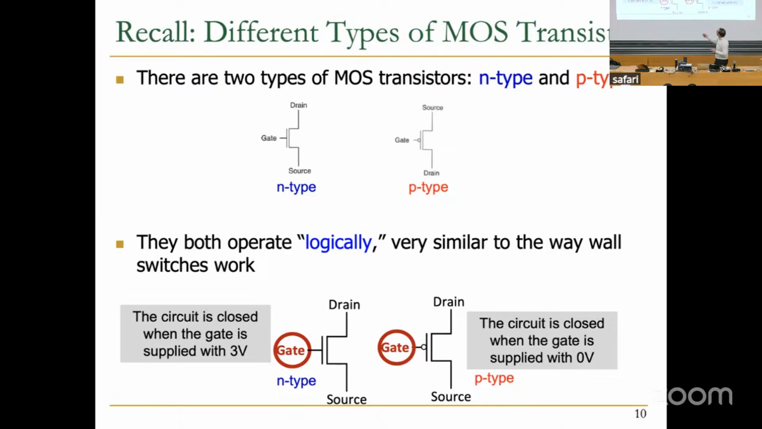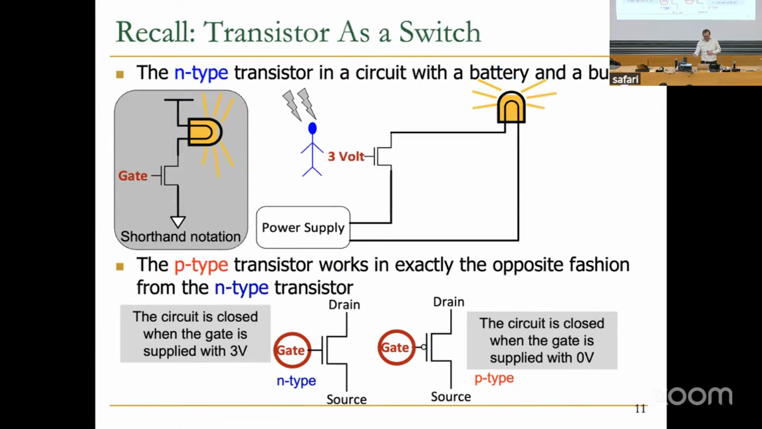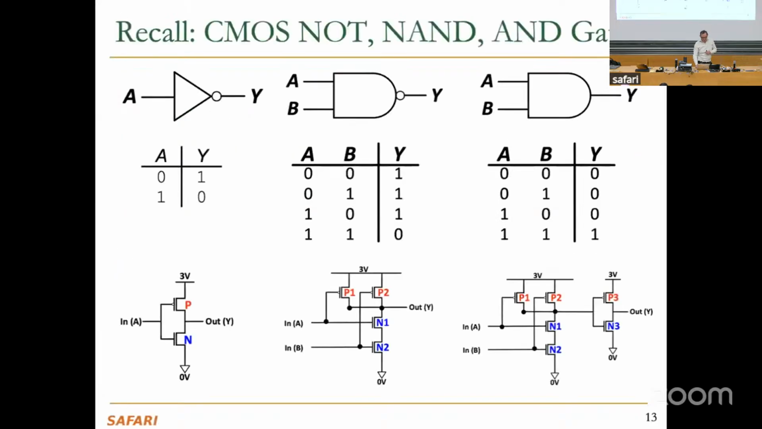We talked about different types of transistors, N-type and P-type. We said that N-type is turned on when you apply high voltage to the gate, meaning it acts as a piece of wire. It's turned off if you apply low voltage, 0 volts, to the gate. It acts as an open circuit. The wire is broken, basically. This is a very nice abstraction to enable building digital circuits. And we showed that you could actually light a bulb by replacing the switch with a transistor, N-type or P-type. Okay, and then we started building logic gates.